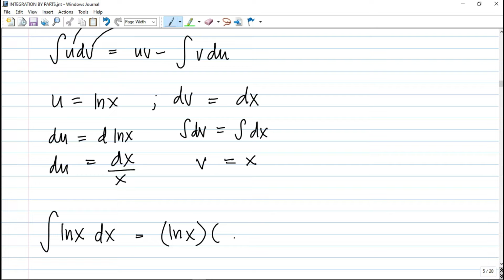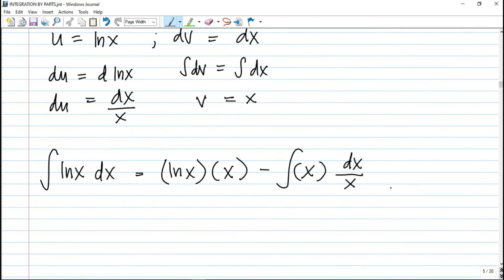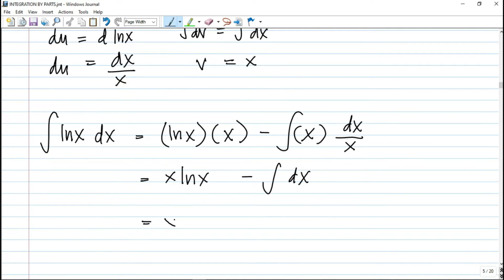Okay, v natin is x minus integral of v du. Yung v natin is x, du natin is dx over x. Let's just simplify this. This becomes x ln x minus, so x will cancel here, so this becomes integral of dx. So you have x ln x minus integral of dx, that is x, plus c. So integral of ln x dx is just equal to x ln x minus x plus c.